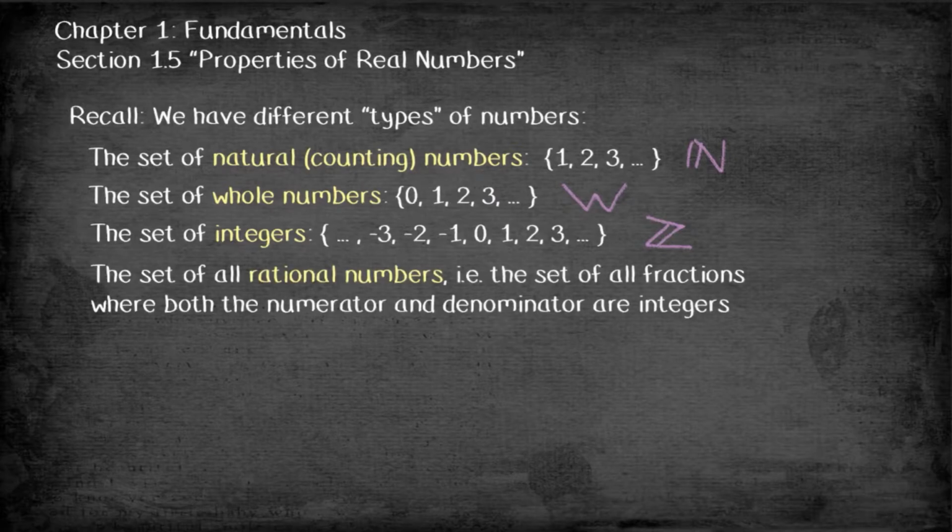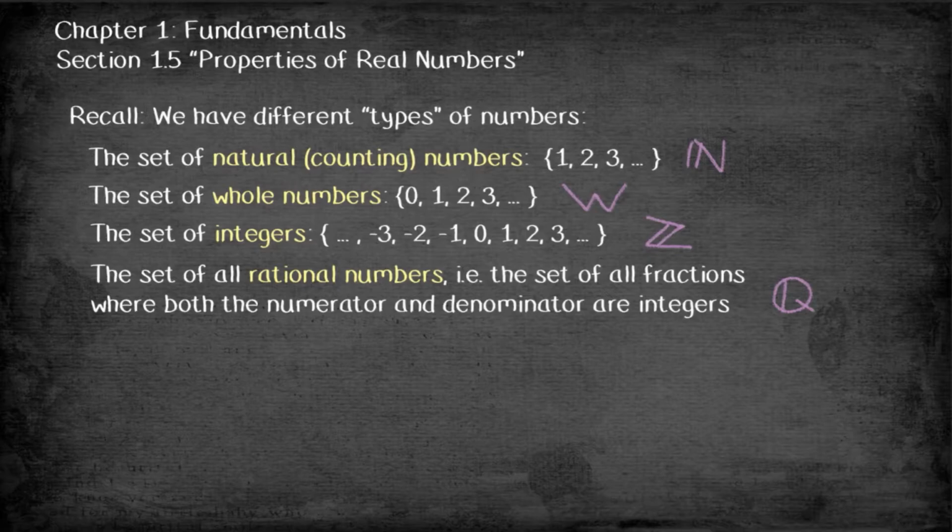And then finally, we talked about the set of all rational numbers, which is the set of all fractions where both the numerator and denominator are integers. And the notation for this collection is a fancy Q for quotients. And we should note that by design, the set of all rational numbers includes these other sets.